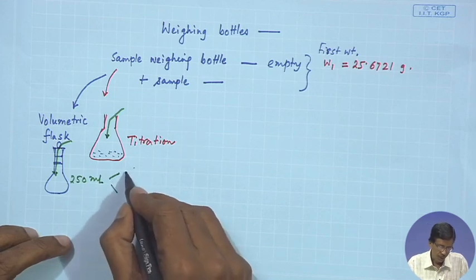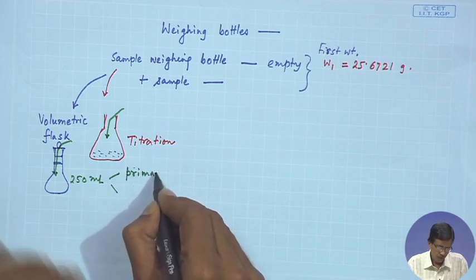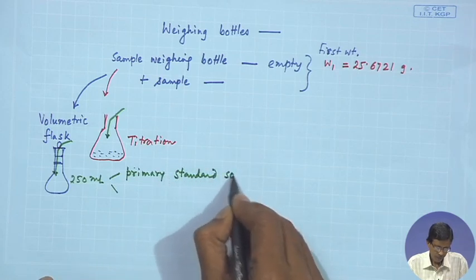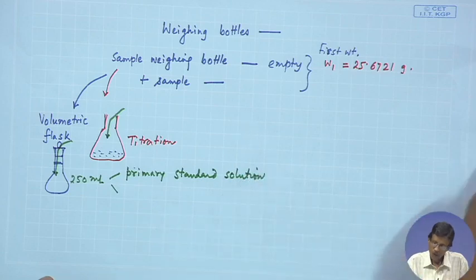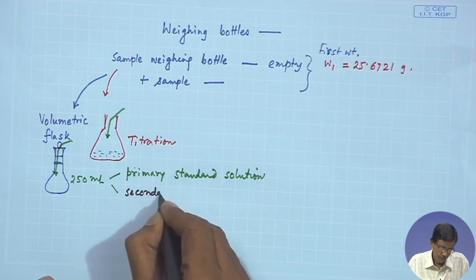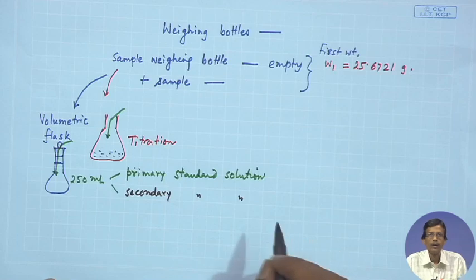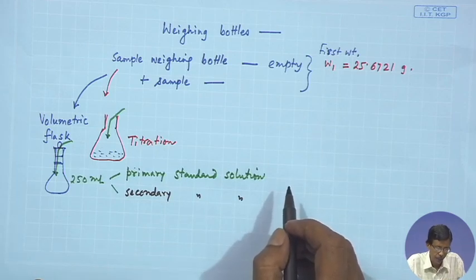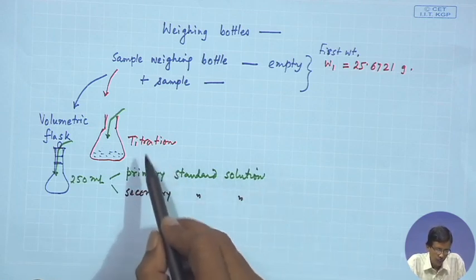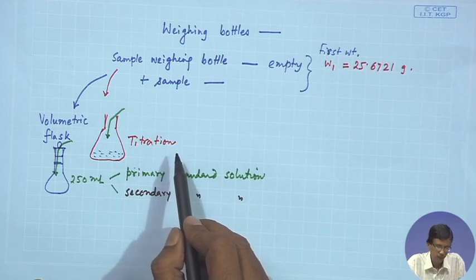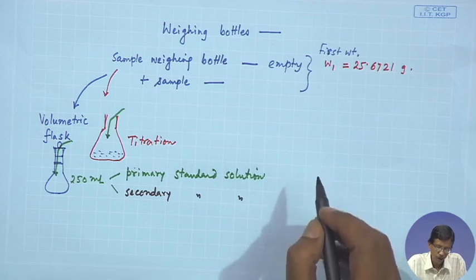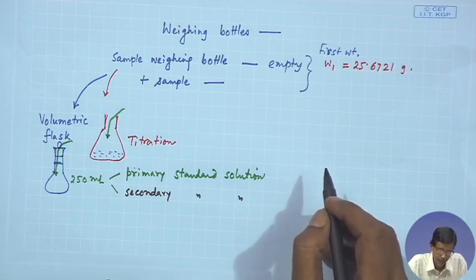We all know that we can make primary standard solution or sometimes secondary standard solution. Once again, we will discuss all these in detail when we go into the corresponding chapters where we can discuss the volumetric analysis or titrimetric analysis of any unknown sample, where the analyte can be your mineral or analyte can be metal ion or analyte can be something else.